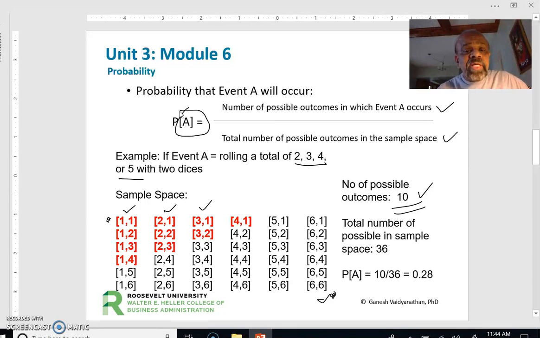So the probability of an event A, which is rolling a total of 2, 3, 4, or 5 with 2 dice, is going to be 10 over 36, which is 28%. So 28% of the time when you're rolling the dice, you will get either a 2 or a 3 or a 4 or a 5. That's the whole idea of this probability.